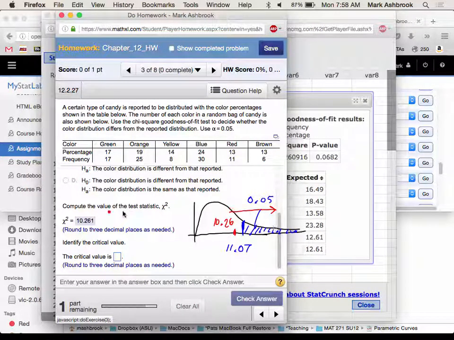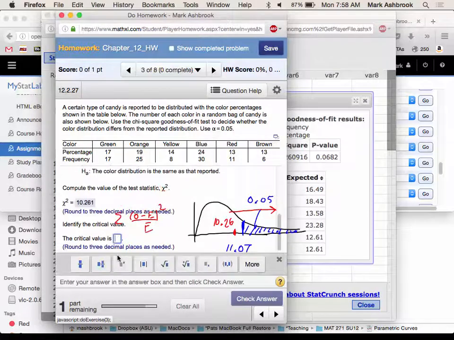That's the whole point. Because this is some sum of what? Observed minus expected. It's the sum of differences, right? The bigger those differences are, the bigger this number is, and the more different. So the more different, the more likely to reject, and the distributions are different. So here we are at 10.26. We're not going to reject. Three decimal places, 11.070.